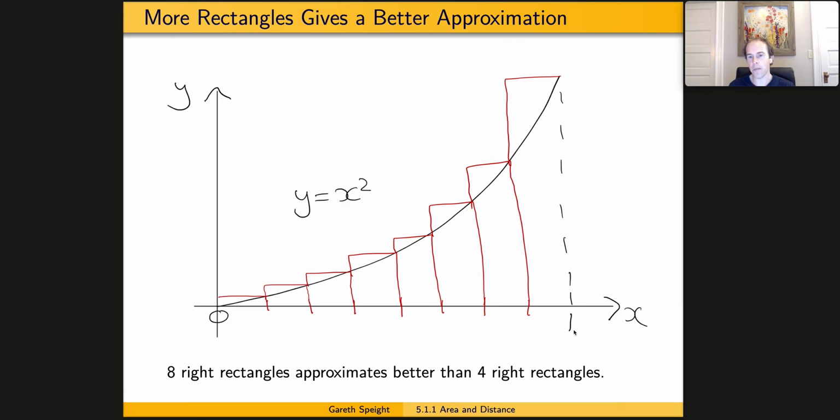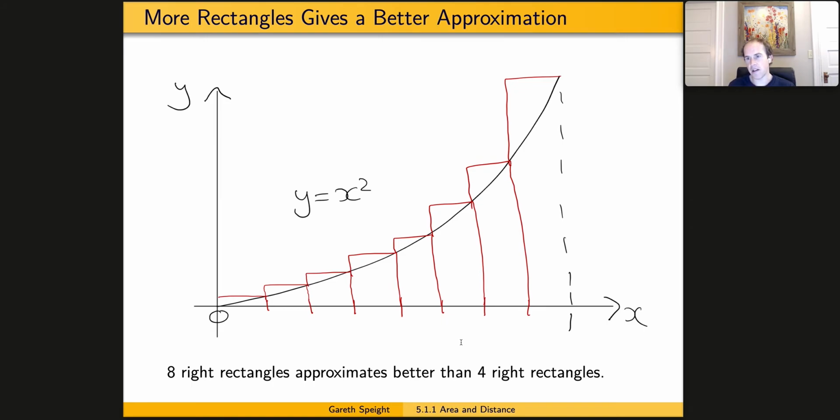We would chop 0, 1 up into 8 pieces. So here we have 1, 2, 3, 4, 5, 6, 7, 8 rectangles. And then let's say we want to use right rectangles. On each of those rectangles, we would use the value of the function at the right endpoint. And clearly, these give a much better approximation to the area than if we only used 4 rectangles. So the more rectangles we use, the better the approximation for the area that we get.